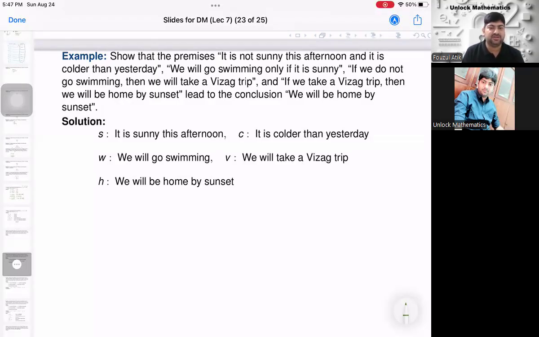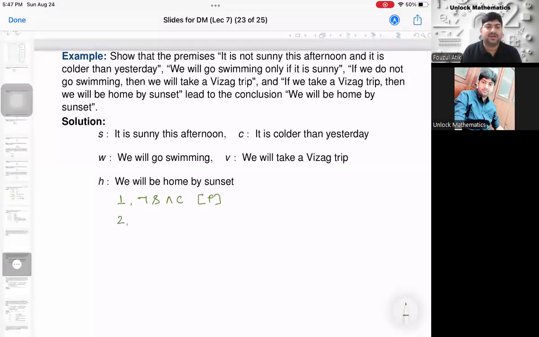If you denote it in this way, then you read the statement and tell me what is given. It is not sunny this afternoon and it is colder than yesterday. What does it mean? It is not sunny this afternoon is not S. So premise number 1 is given as: it is not sunny this afternoon, so not S, and it is colder than yesterday, so C. That is, not S and C. This is the first premise.